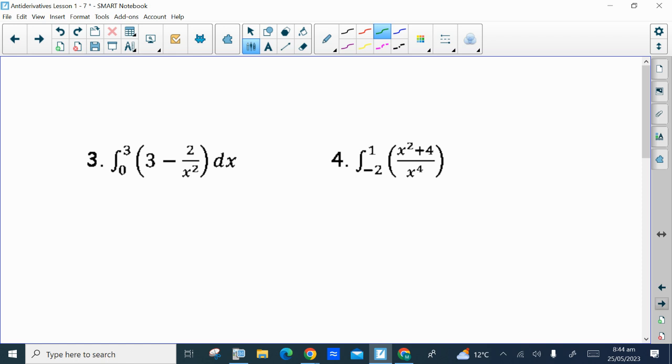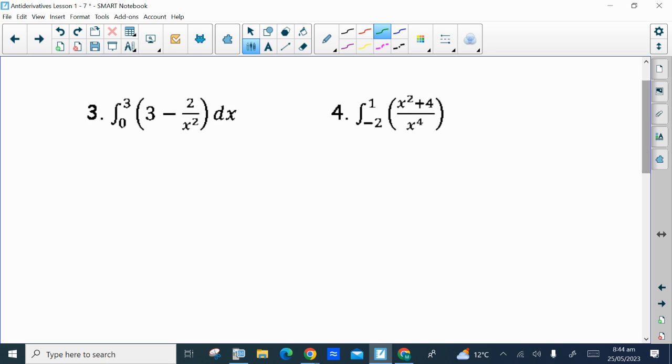So looking at number 3, let's do this one. I would start by taking that second term and writing it as a power, x to the negative 2 on top. So we'll take the definite integral from 0 to 3 of 3 minus 2x to the negative 2. And now we'll take the antiderivative of that.